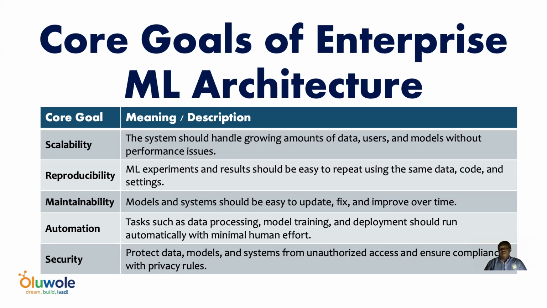Then automation is our goal. Tasks such as data processing, model training and deployment should run automatically with minimal human effort. Yes, we don't want to be going back and doing processing ourselves. When we get data now, we should have automated the system to an extent whereby when new data comes in, it knows the procedure used in the data processing, trains the model based on the algorithms that we have created, then deploys. But when it comes to that deploy, there has to be guidance also.